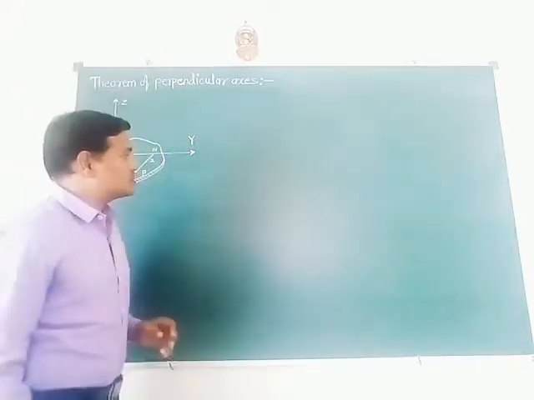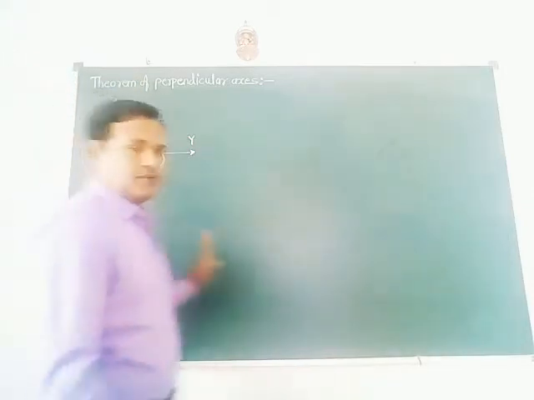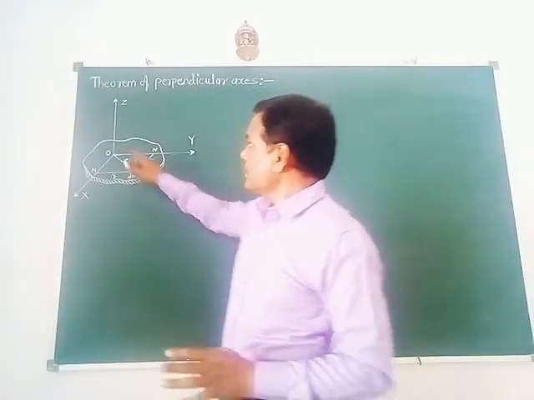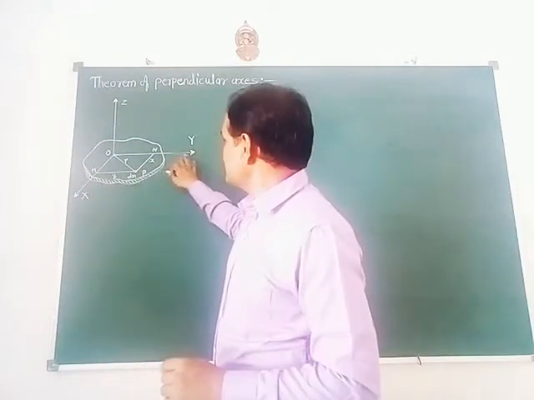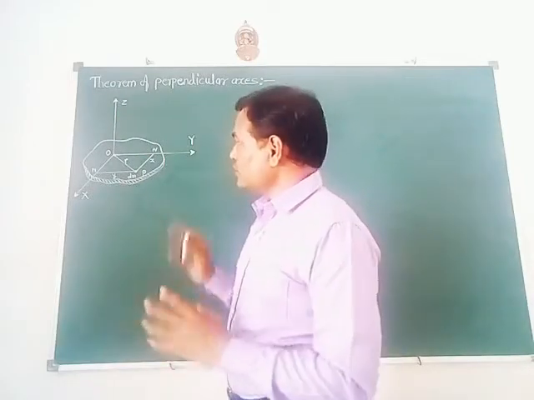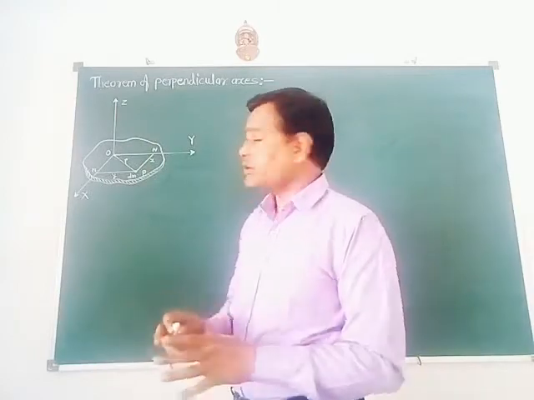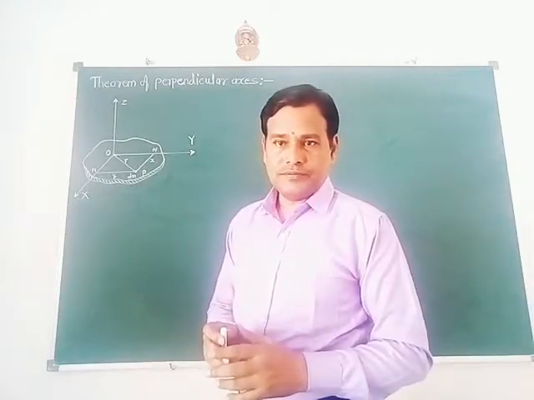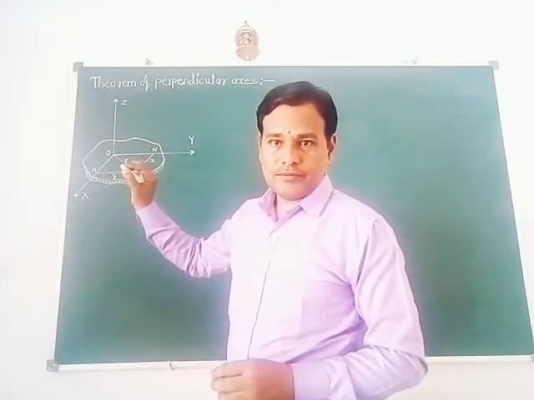So we have to state first the perpendicular axis theorem. See here carefully the figure. Here are three perpendicular axes. This is x-axis, y-axis, z-axis. One thing must be remembered, that these three axes are mutually perpendicular. They are also concurrent. Means they have a common point.